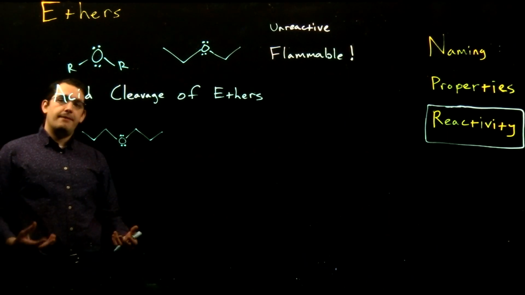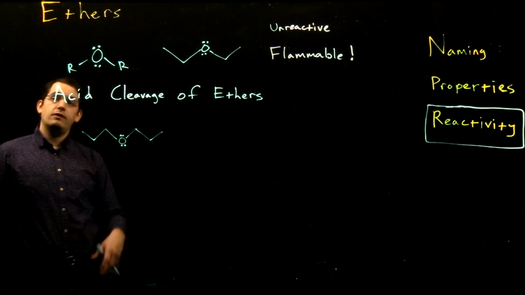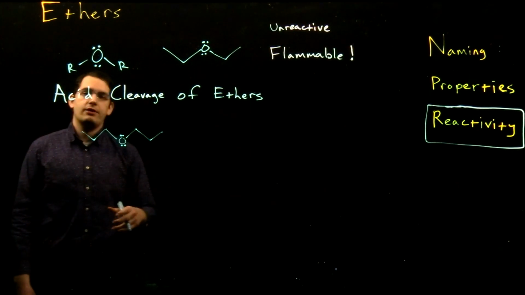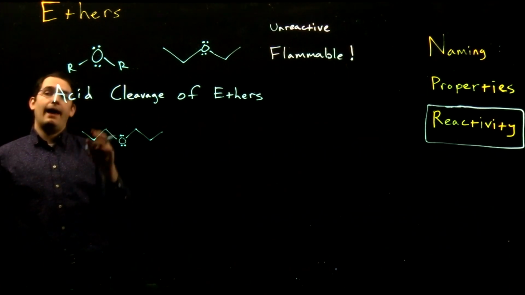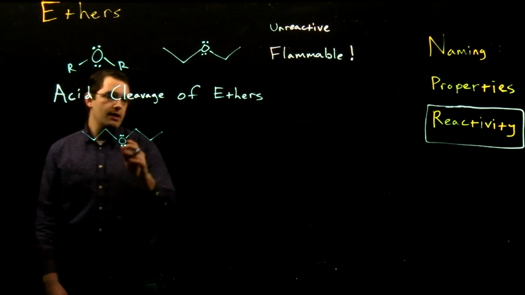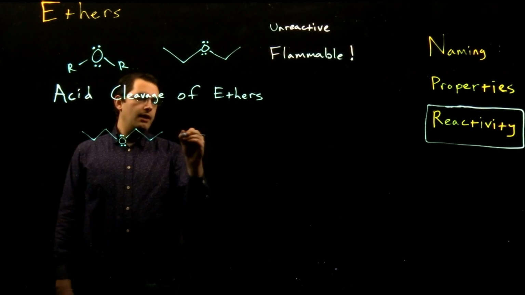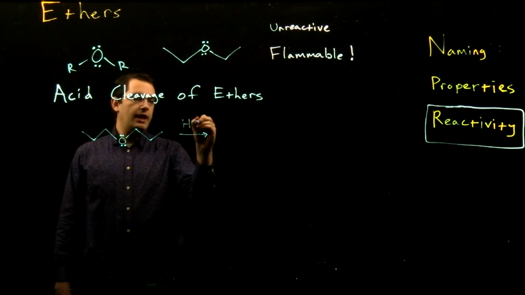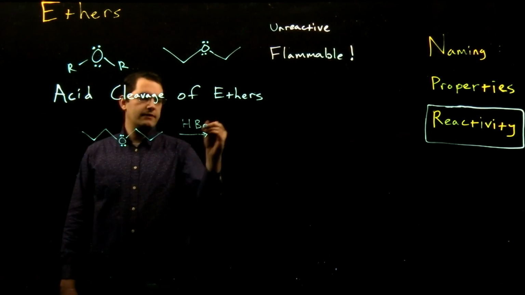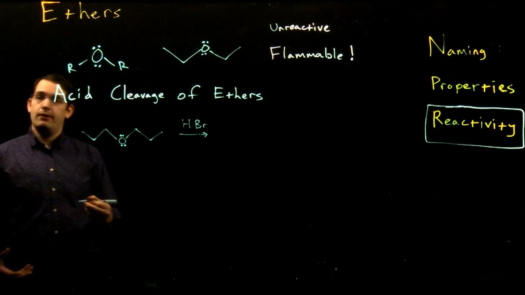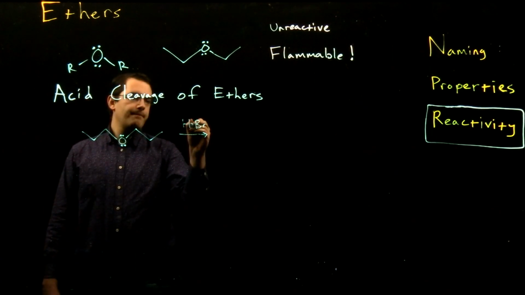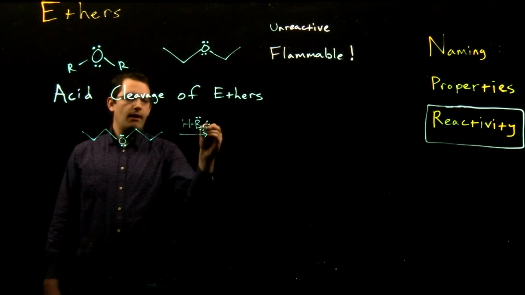Now this sort of substitution reaction of our ether can also go in the opposite direction. So once we form our ether, we can actually break it apart using an acid cleavage reaction. So if we take our ether and we're going to react it with a hydrogen halide, I'll use HBr in this case, although of course it could be other hydrogen halides depending on what alkyl halide products we want to form.